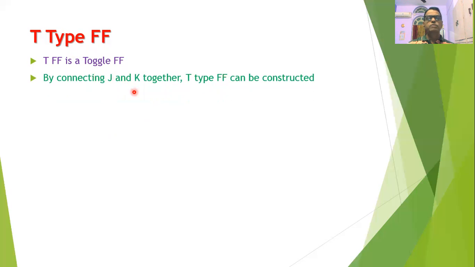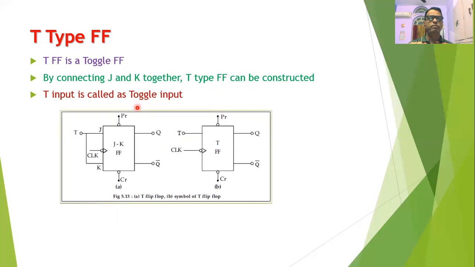There is another way of using the JK flip-flop, and this is called a T-type flip-flop or toggle flip-flop. So the T flip-flop is nothing but a toggle flip-flop. It can be constructed by making use of the JK flip-flop. Here you need to connect J and K together so that we can form the T-type flip-flop. The T input is called the toggle input of the JK flip-flop. So simply connect a wire between J and K, and it will have only one input T. Such a flip-flop is called a T-type flip-flop.